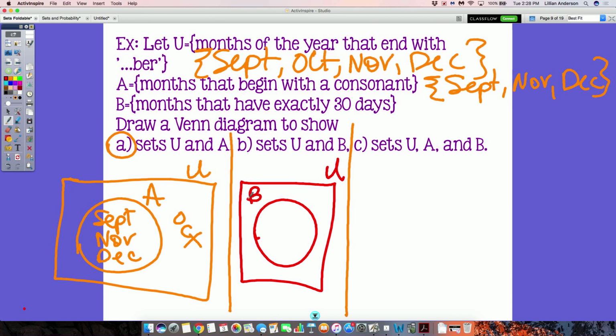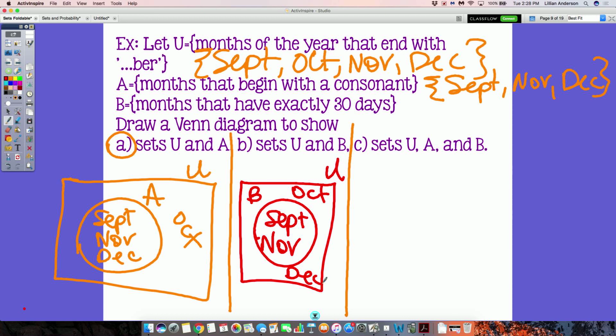That's B. B are the months that had exactly 30 days. We went over this. Which ones have 30 days that are in the universal set? September and November. October 31st is Halloween, and December 31st is New Year's Eve, okay? Are there any months that are outside of the circle? October and December. So this is what it should have looked like. It doesn't matter where they are as long as they're within the respective rectangle.